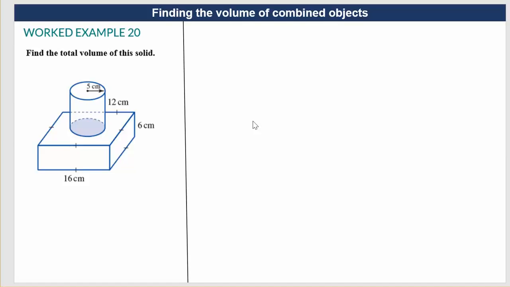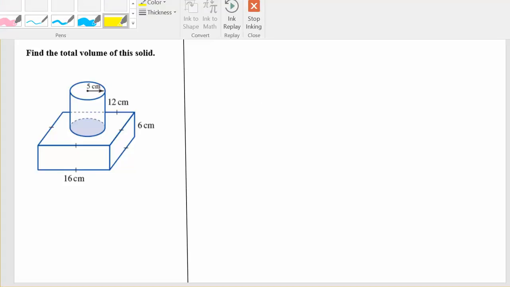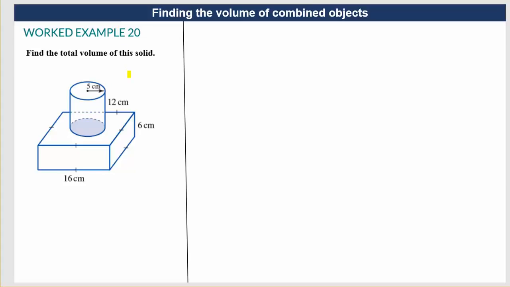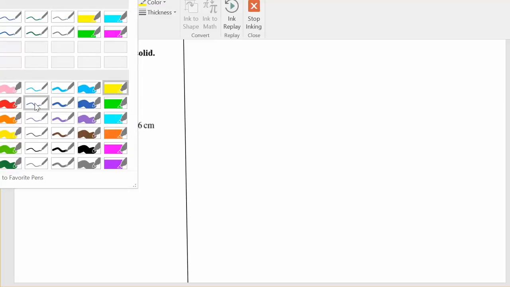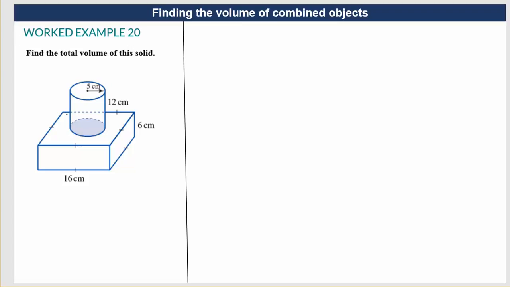So here we've got a sort of a composite 3D shape. So we use our divide and conquer approach. We identify the parts. So clearly up the top here we have a cylinder, and down the bottom we have a rectangular prism. Okay, so we want to find the total volume of this solid.